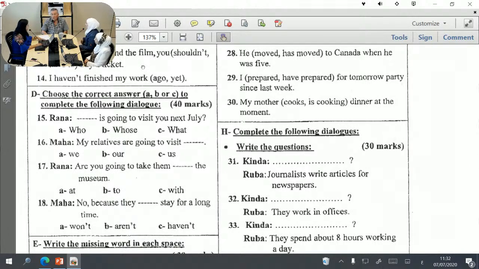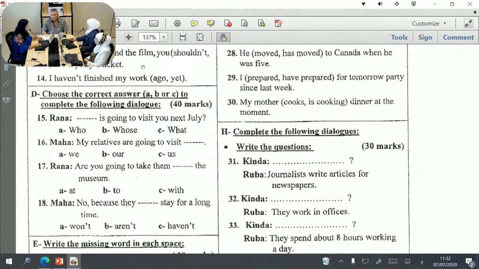So in this dialogue, if we help them, because this is important, some students get confused. Who is going to visit you next July? The answer is my relatives. My relatives are people, so I'm asking about people by who. The next question: are you going to take them to the museum? The museum is a place. To the museum.